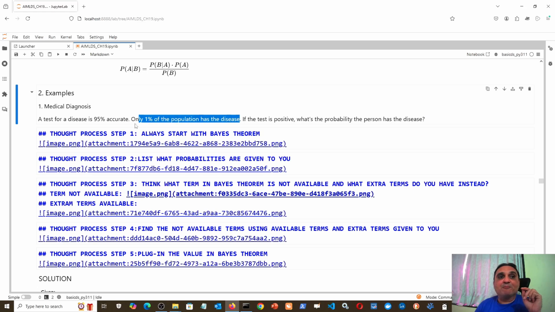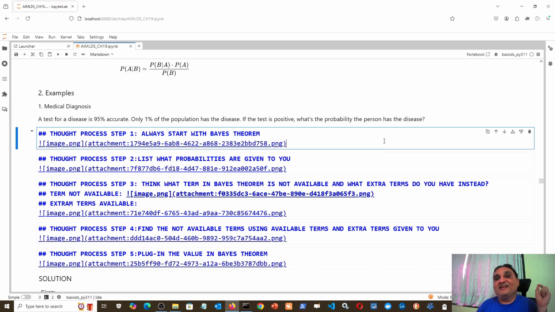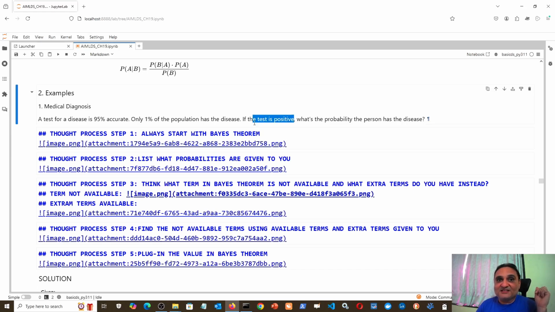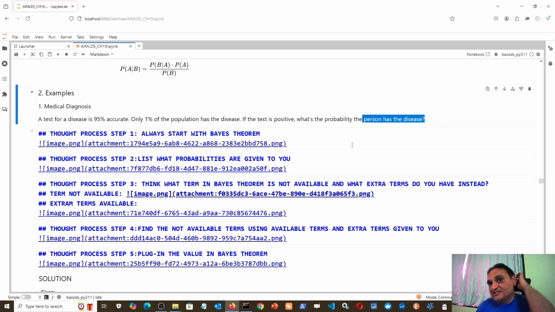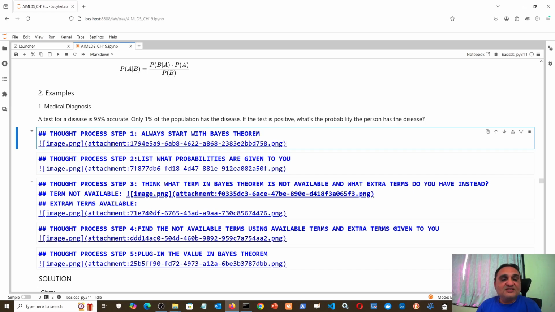1 by 100 is the absolute probability that if I pick up any random person from my 100 persons, then he has the disease. But now if I take a sample of all test-positive people and then I pick up a random person out of them, what is the probability that that person has the disease? So that means the test is positive, that event has already occurred. Okay, and now I am asked what is the probability that the person has the disease. So this is the thought process.